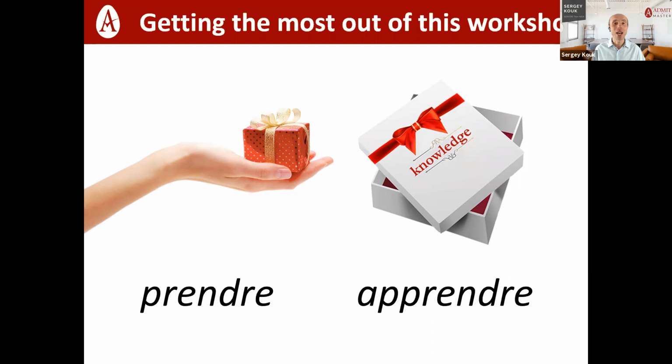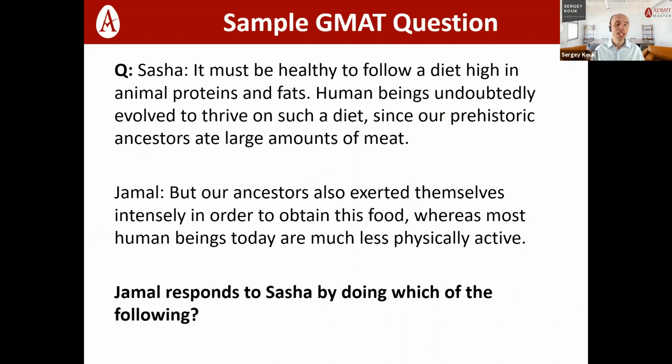So let's do a real GMAT question, just so that we know what it is that we're getting ourselves into. This is going to be a critical reasoning question. We'll do it step by step. I'm going to give you some time to read the question, then some time to read the answer choices. You have a choice, and we'll all vote on what you think is the right answer. And then we'll talk about this question. So here's the question. You're going to have about 45 seconds to try to make sense of it.